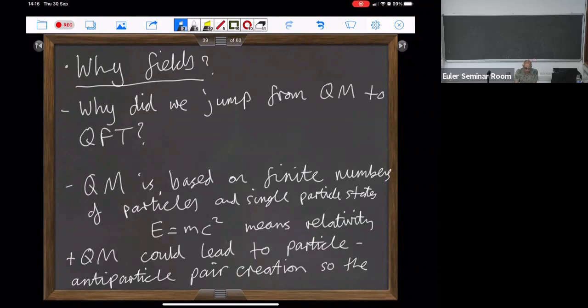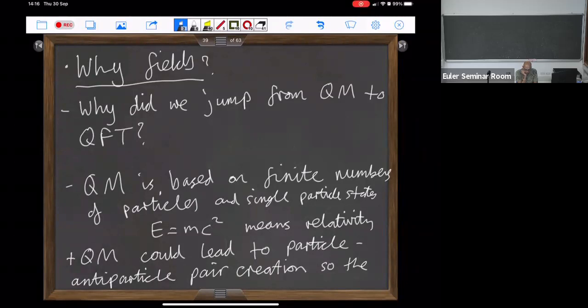Historically, the field of physics jumped from quantum mechanics to quantum field theory at some point, almost 100 years ago. Now, why did we make that jump? Why did we stop using just quantum mechanics itself to describe particles, quantum mechanics and wave functions? Well, the point is that quantum mechanics is really based on finite numbers of particles and, maybe more importantly, single particle states.